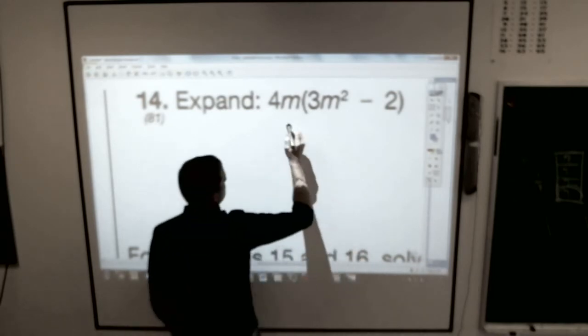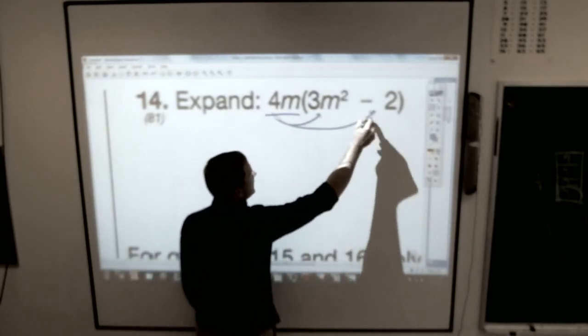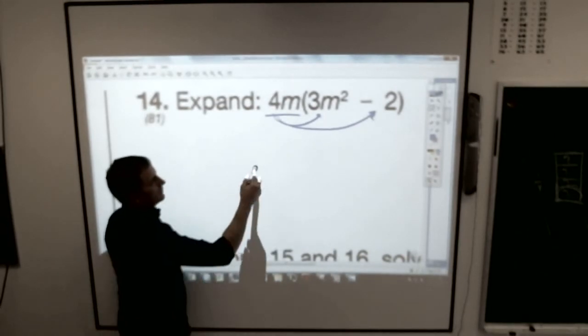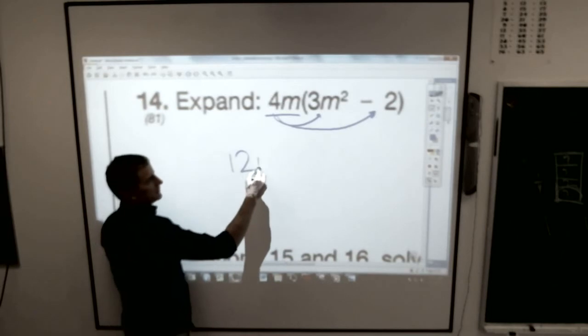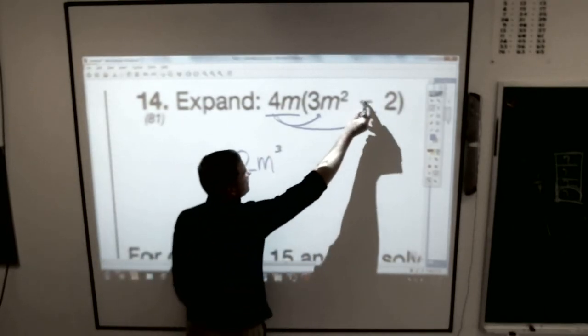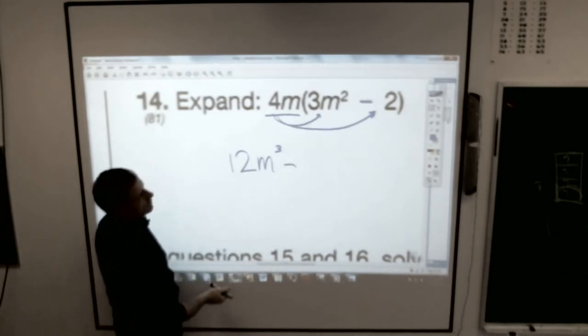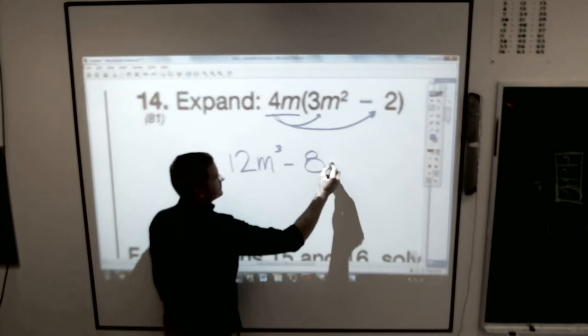So again, it's just distributive property. This times this, and that times that. 4 times 3 is 12. M times m squared is m cubed. Take the minus sign from here, and 4m times 2 is 8 m's.